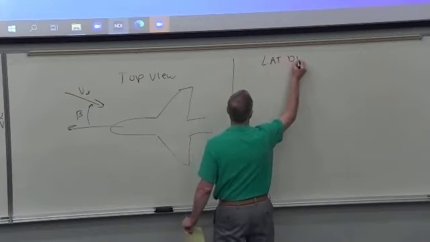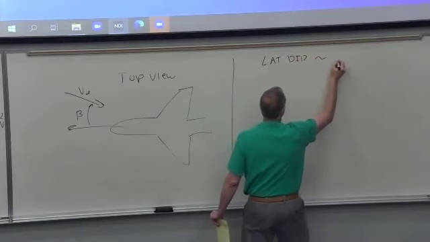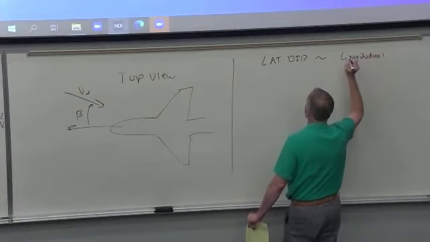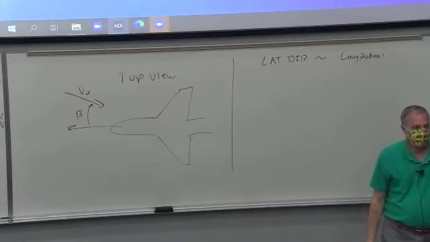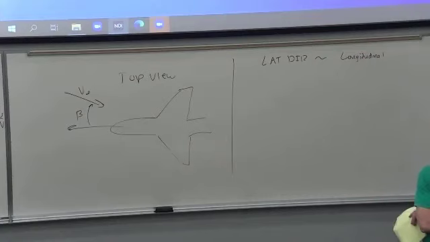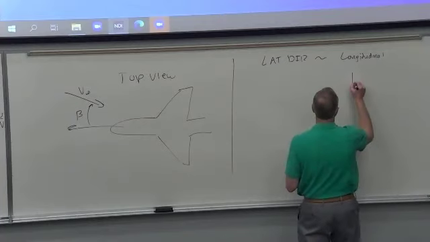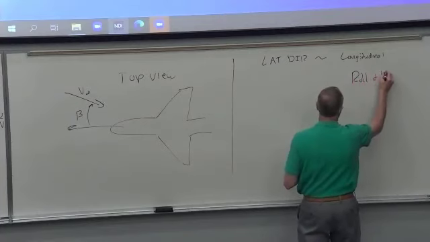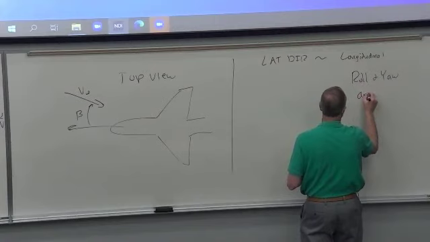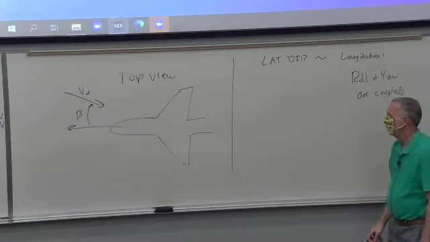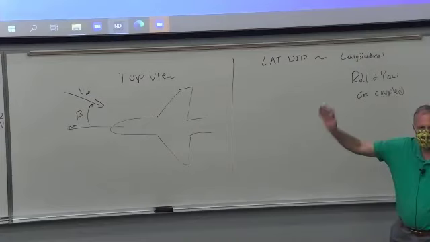So lateral directional flight compared to longitudinal is both easier and harder. So which do you want to hear first, the good news or the bad news? Anybody have a preference? You want to hear the bad news? So for lateral flight, roll and yaw are coupled, meaning you can't consider them independently. On the longitudinal, we just had pitch and that was it.